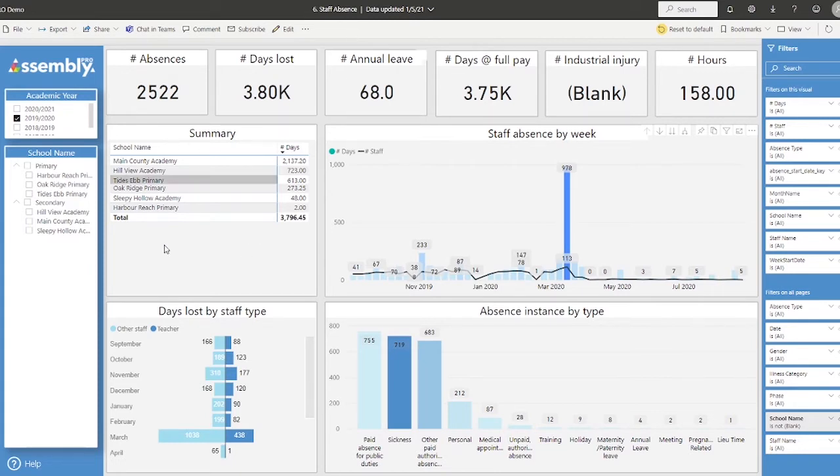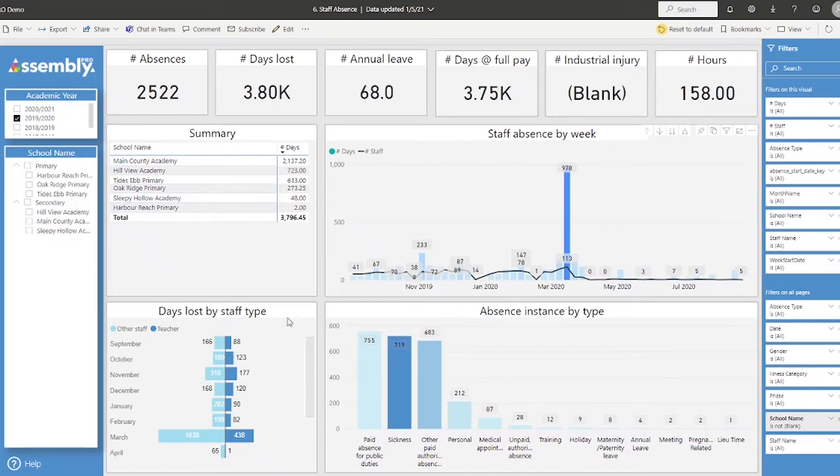We can see a summary of that information across the schools for the date ranges that we've selected, and see the profile of that staff absence over the weeks as we go through the year, both in terms of number of days and the number of staff that have been having absences.